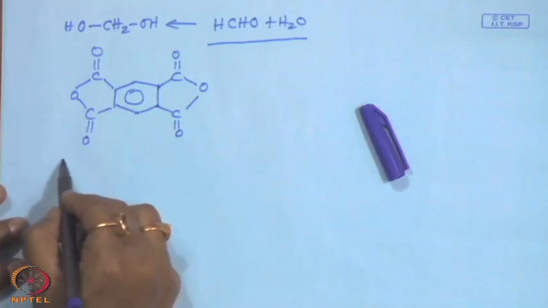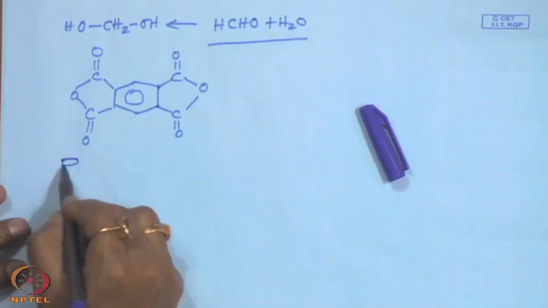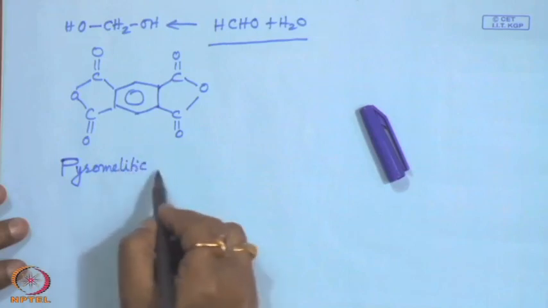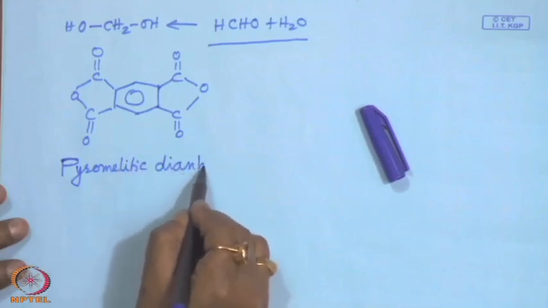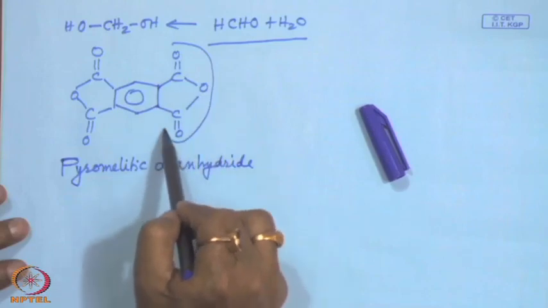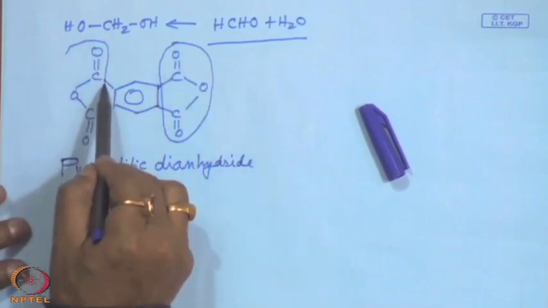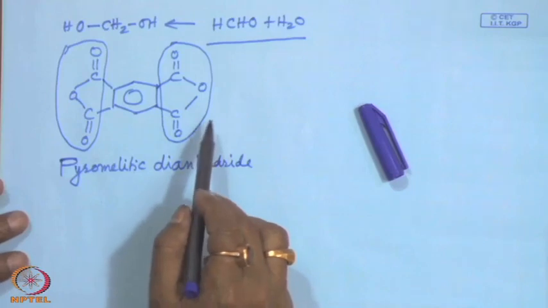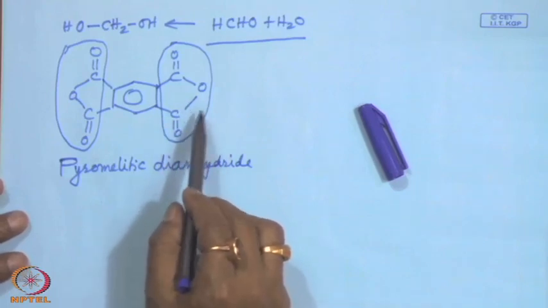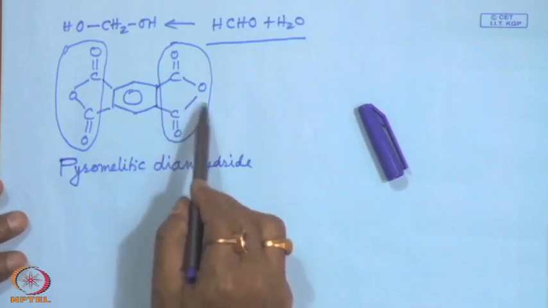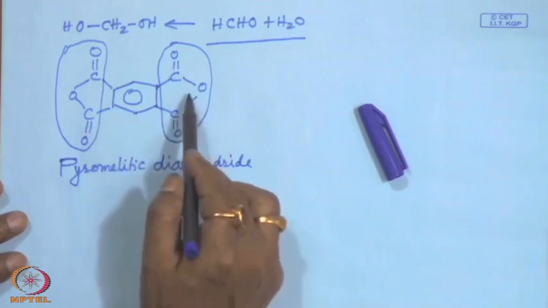this is known as pyromellitic dianhydride. This is one anhydride. This is another anhydride. So this is called dianhydride. Anhydride means it is in dry condition, it forms this anhydride ring. In contact with moisture or water, this anhydride ring will open up forming carboxyl groups.